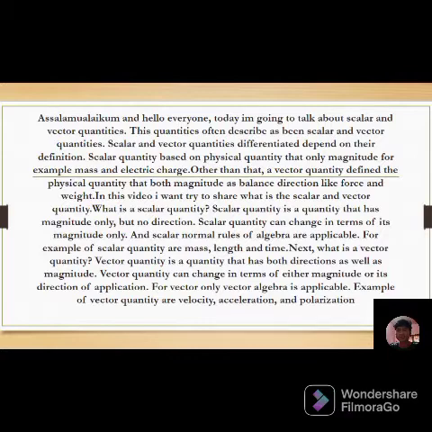Today I'm going to talk about scalar and vector quantities. These quantities are often described as scalar and vector quantities. They are differentiated depending on their definition. Scalar quantities are physical quantities that have only magnitude, for example, mass and electric charge. A vector quantity is a physical quantity that has both magnitude and direction, like force and weight.